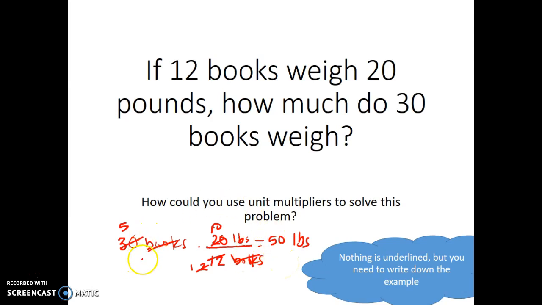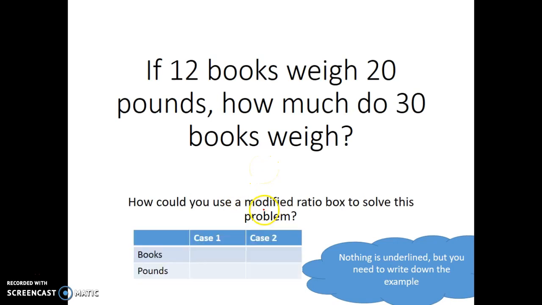Okay, so we could have used unit multipliers to solve a problem like this by thinking about what is the ratio of weight to number of books. But we're going to learn another way that might be more straightforward. So we could also use a ratio box to solve this problem. And what we've seen so far are things where we had a ratio written in this first column and then a total amount written in this column. But for problems like today, we're actually going to instead modify this so it's case 1 and case 2.